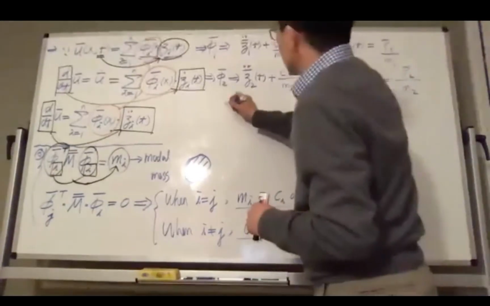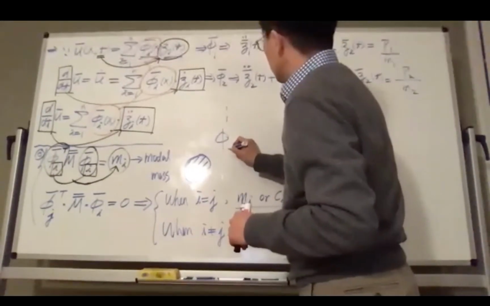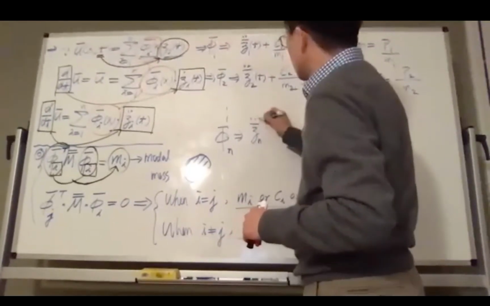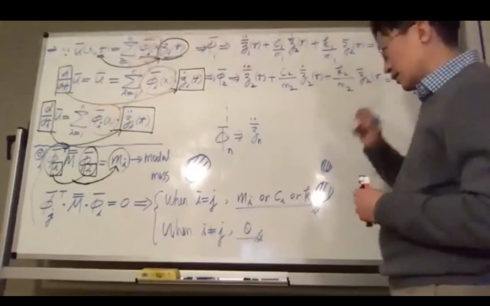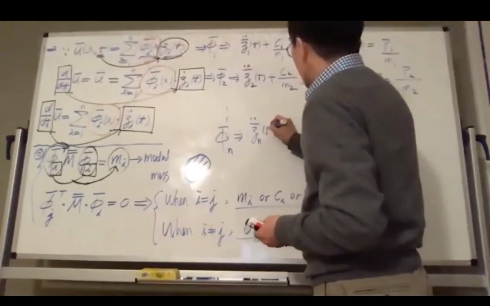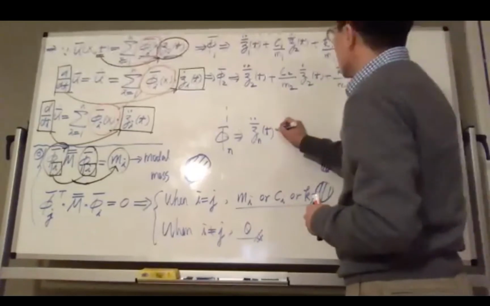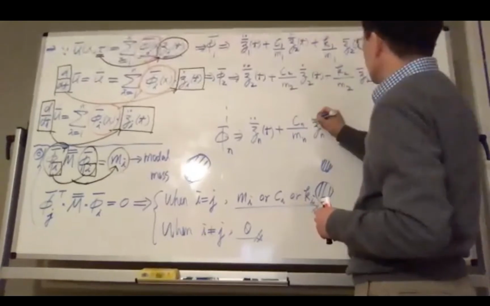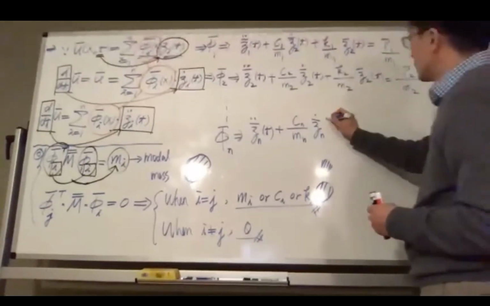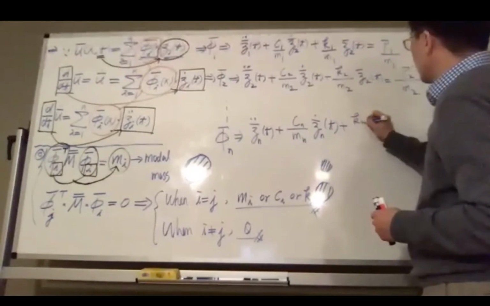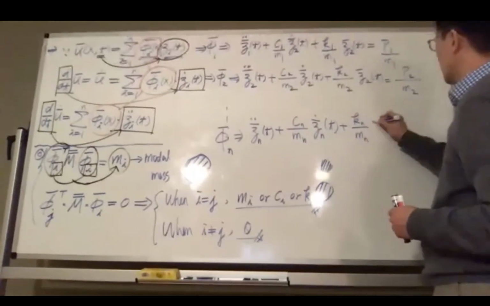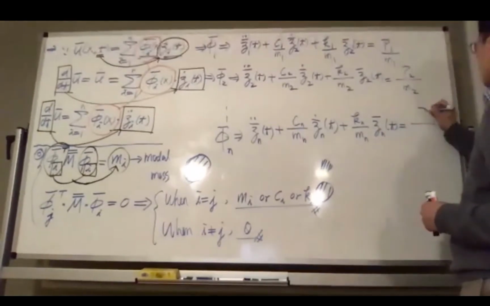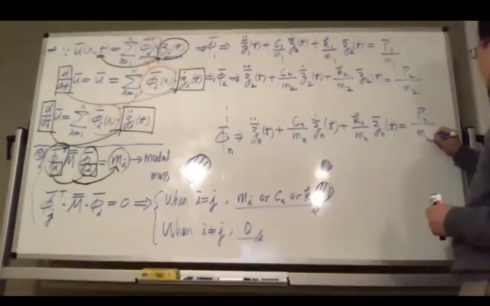And so on and so forth. The nth mode will give you Zn double dot, that's the second order time derivative of the nth mode, plus Cn over Mn times Zn dot of t plus Kn over Mn times Zn of t equals Pn over Mn.